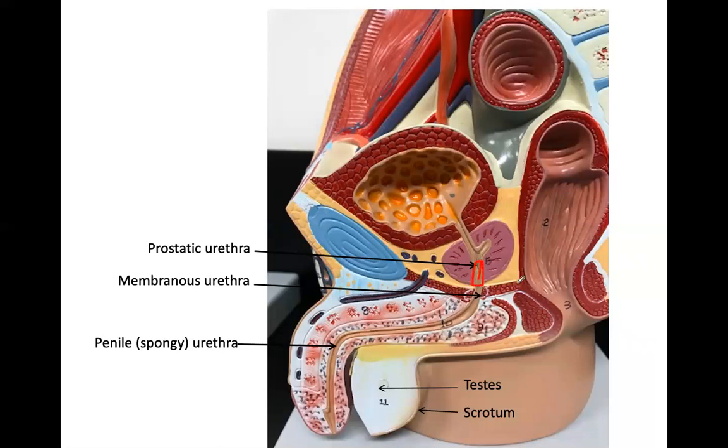As it passes through this membrane, which is called the urogenital diaphragm, right here at that line, this small region is called the membranous urethra. And as it continues through the length of the penis, you refer to that as the penile or spongy urethra. Located external to the body, you have the testes. In this picture, they're not depicting the epididymis that sits right on top of it. And the skin surrounding the testes is called the scrotum.